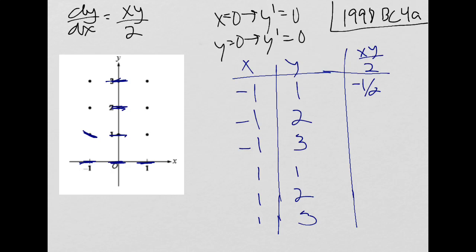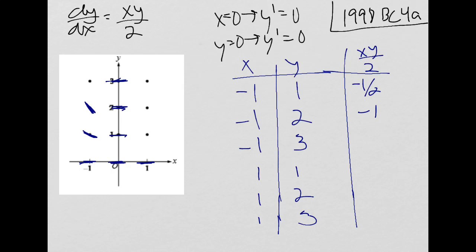Next one. I have minus 1, 2. So I do negative 1, the x value, times 2 over 2. That gives me a negative 1. So once again, I'm going to draw it so that it would go through that point if it were to keep going. So I get that sort of. It's good enough. And then next value.